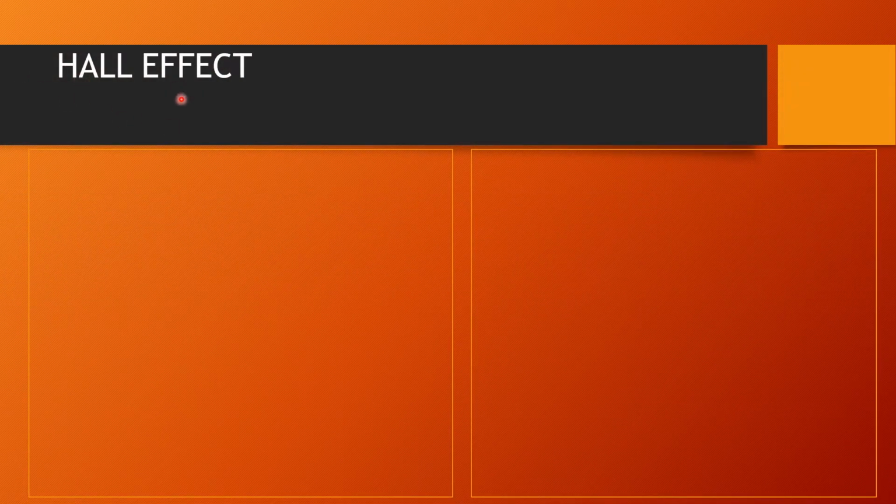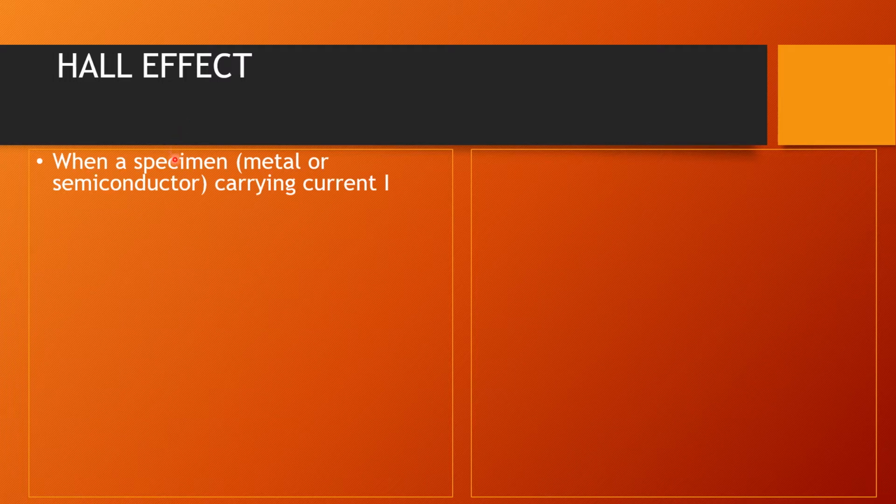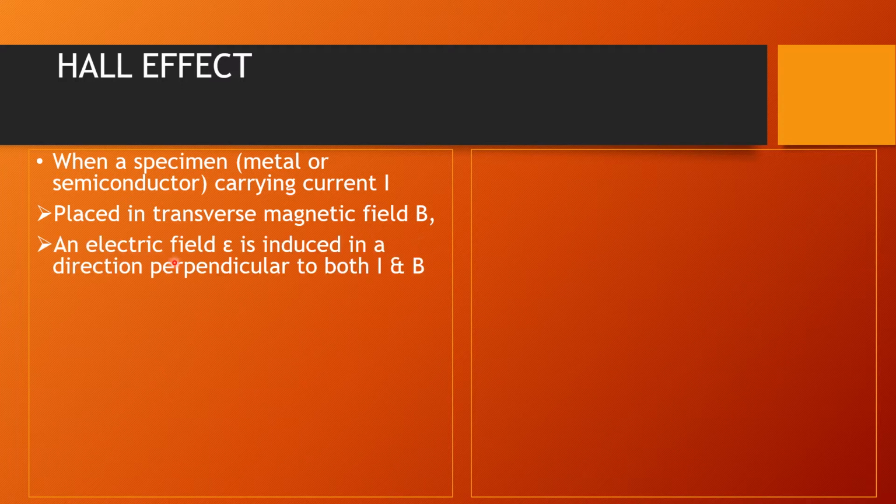Hall effect. When a specimen, it can be a metal or a semiconductor, carrying current I is placed in a transverse magnetic field B, an electric field E is induced in a direction perpendicular to both the current and the magnetic field. This phenomenon is called Hall effect.